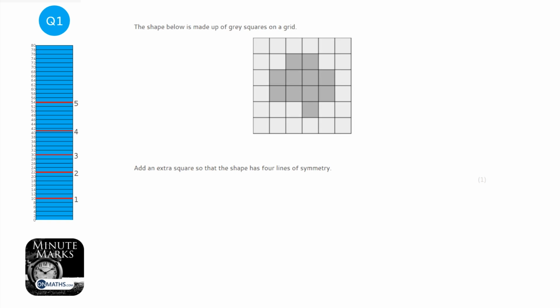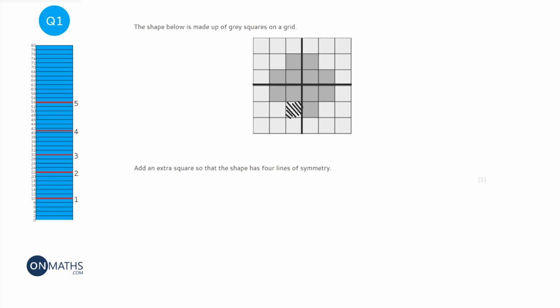So for this question, you just kind of got to imagine what the shape will look like when it's finished. And the thing that's stopping it from looking perfect is not having this square here. And let's just check it has 4 lines of symmetry when I put that in. So we've got one there, we've got one across here, then we have a diagonal one here, and then we've got another diagonal one here. So it has 4 lines of symmetry.